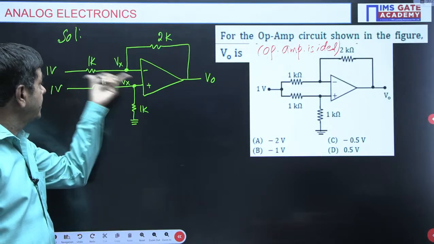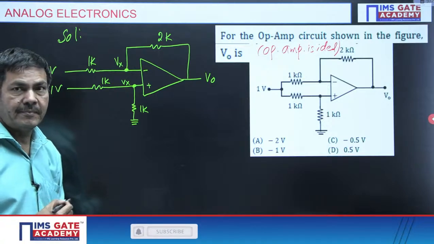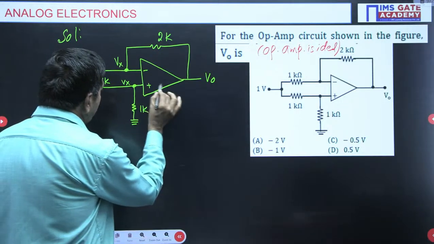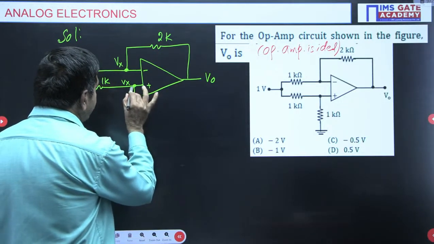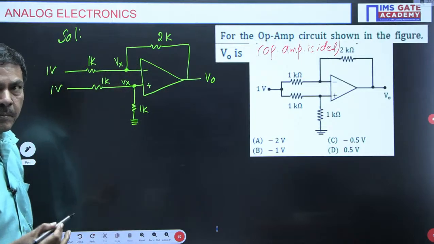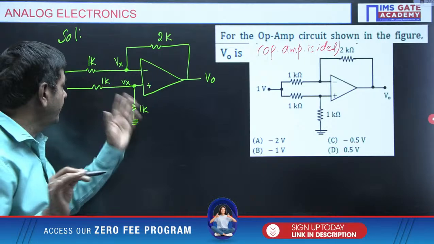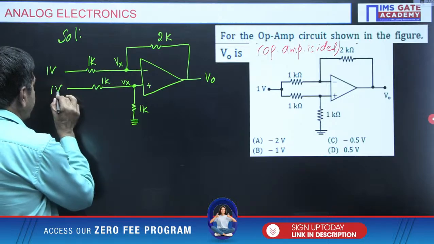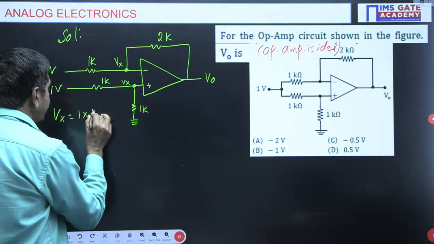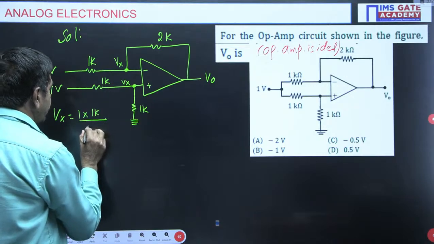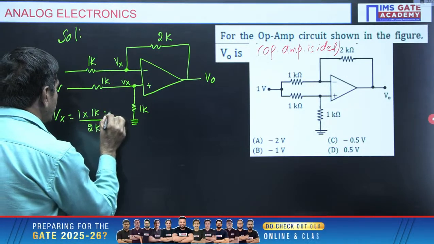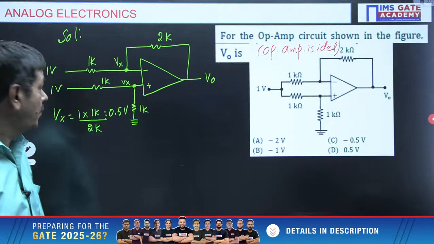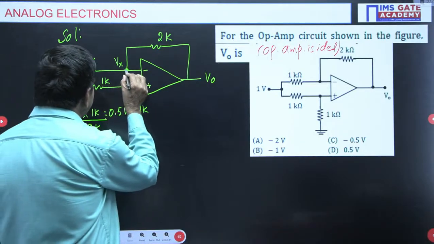If I know this Vx, I can find V0 directly. The Vx is nothing but the voltage across 1K. Can you find any current across this side? No current. An ideal op-amp doesn't flow any current. Not given means the input impedance is infinite. So Vx is nothing but the voltage across 1K. According to the voltage division formula, 1 into 1K by 1K plus 1K, which is 2K, K can cancel, 0.5 volt. I am getting 0.5 volt here. This voltage is 0.5 volt. Even this voltage is also the same 0.5.